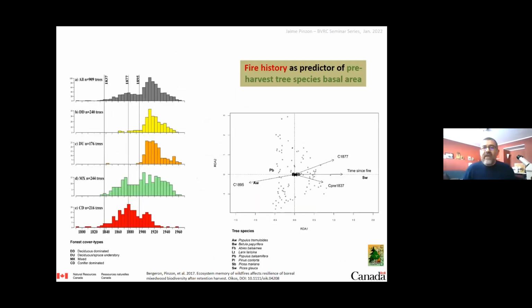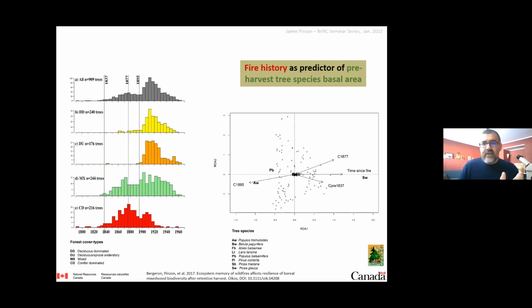The main question that we had is whether we could use the fire history as a predictor of the pre-harvest tree species basal area. So we are moving back 20 years. This is the landscape in 1999, before the harvesting prescriptions were applied. We are trying to see if whatever was on that landscape in 1999 could be explained from the fire history that Colin reconstructed based on the cookies. And actually, we were able to see a very tight relationship between what was on that landscape in 1999 and the actual fire history.